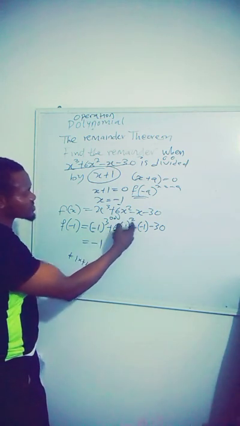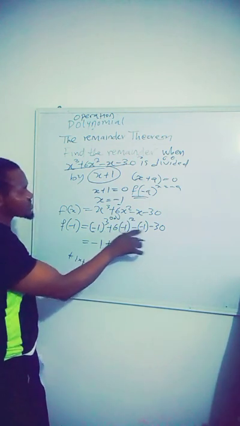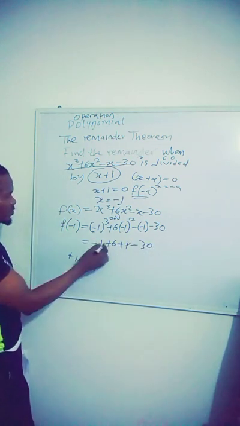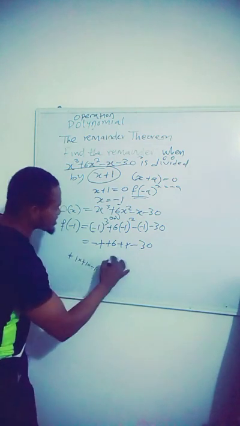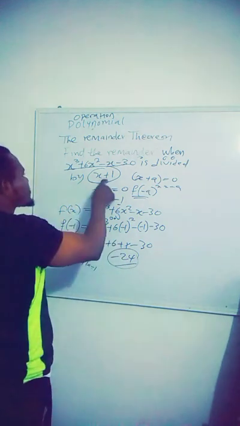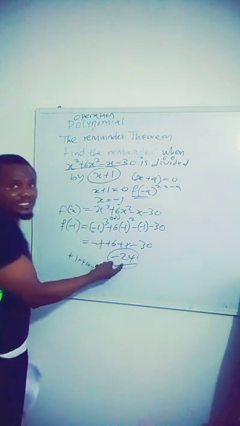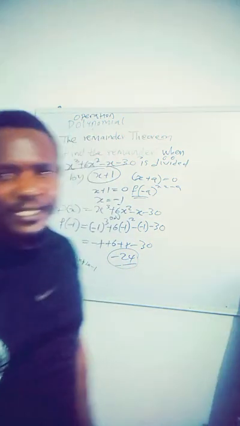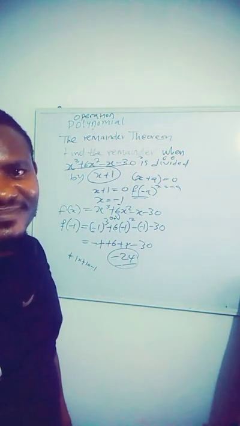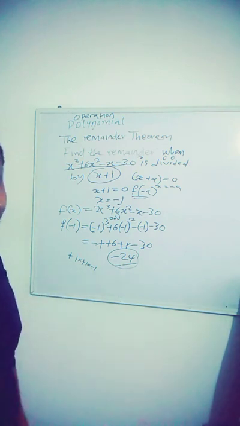Minus 1 times minus 1 is 1, times 6, that is plus 6. Minus times minus, that is plus 1. Then minus 30. So 6 minus 30 is minus 24. So the remainder, when you divide this expression by s plus 1, will be minus 24. Is that clear? Should I repeat or continue? Do you get the flow?